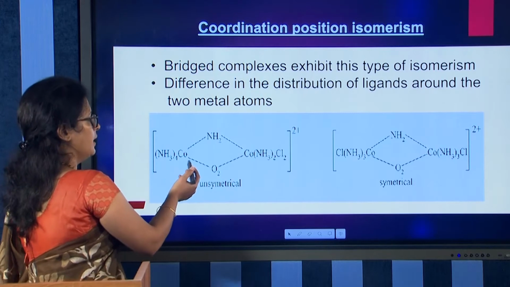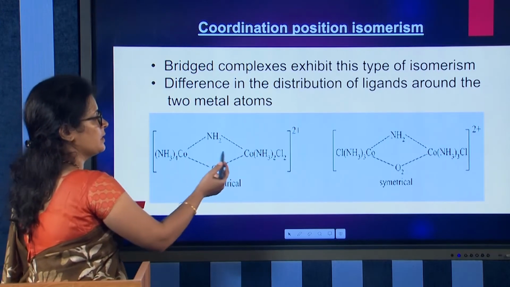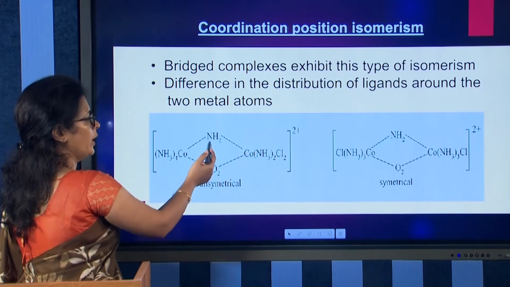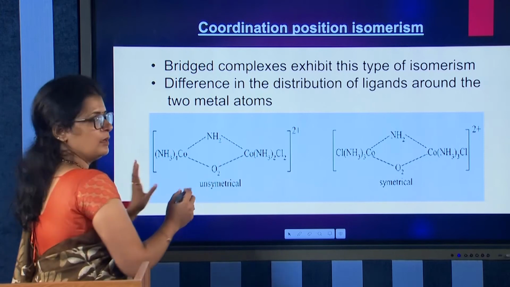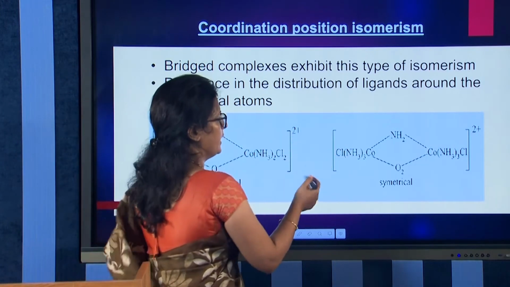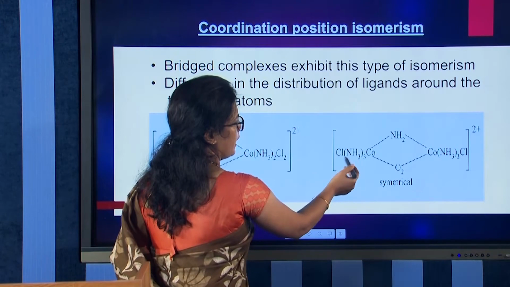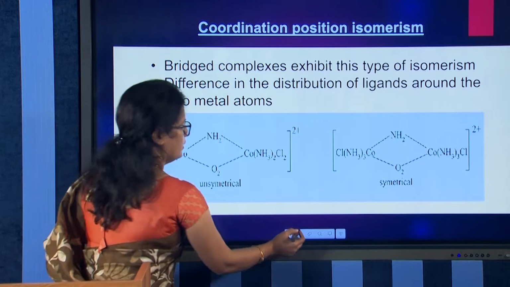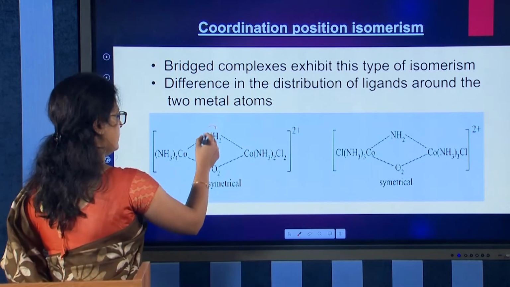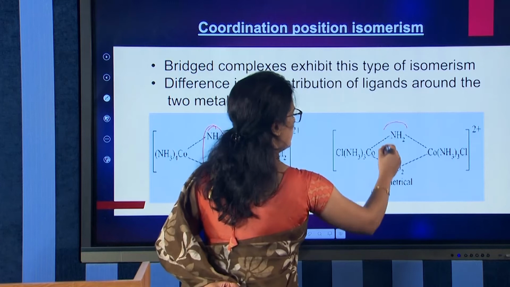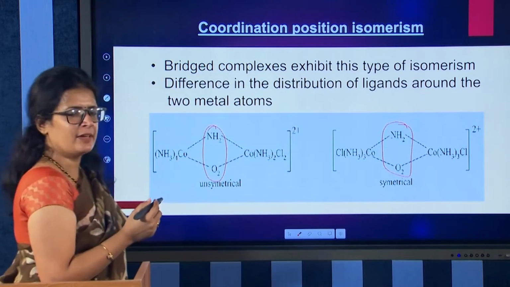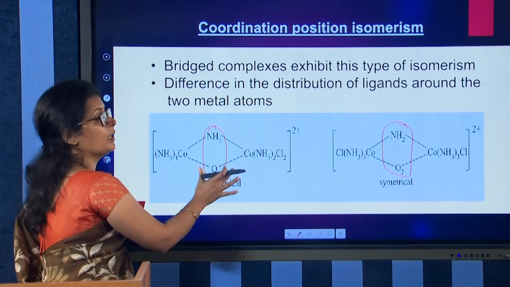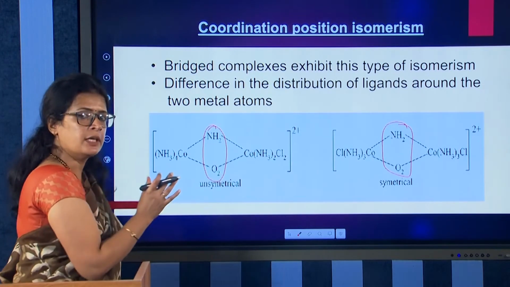In this complex, Co(NH3)4 and Co(NH3)2Cl2, and you have two bridged ligands, one is O2 and another is NH2. This is a complex. And now coming to the next complex, Co(NH3)3Cl and Co(NH3)3Cl, with NH2 and O2. See, the bridged ligands are the same in both cases, right? And what is the difference between the two? The difference is that this is an unsymmetrical bridged complex.